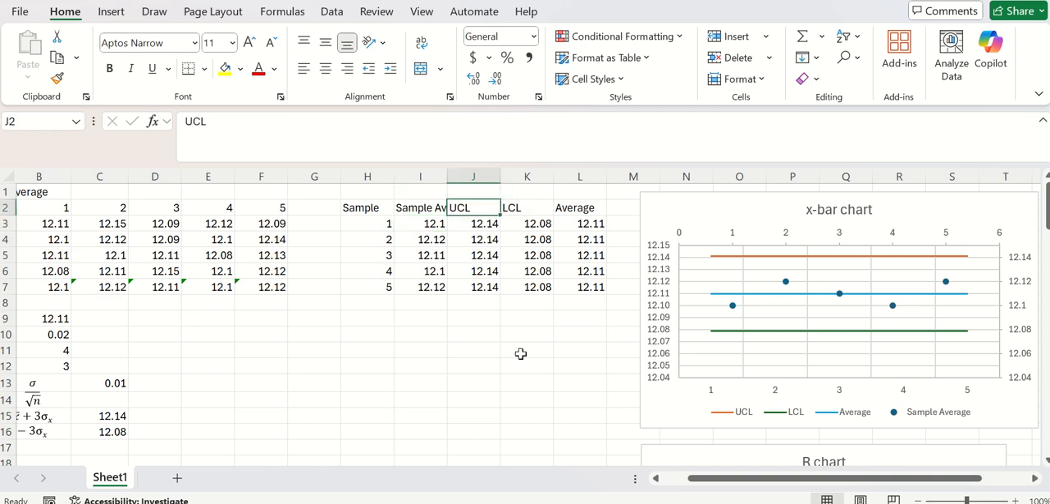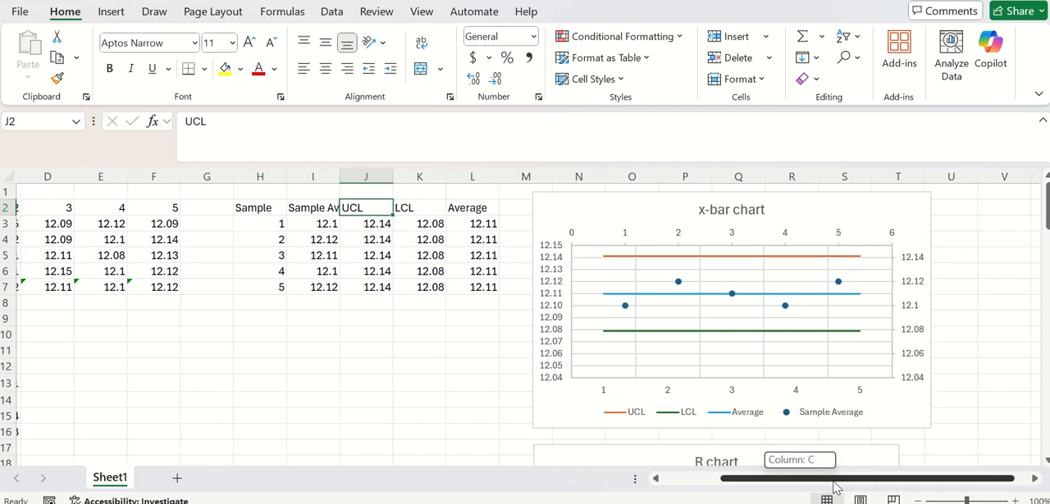Upper control limit, we're going to go ahead and paste in here, do a paste special so it removes the formulas, what the upper control limit is. The lower control limit, same exact thing, and the average, 12.11, has already been calculated and we're pasting it in there.